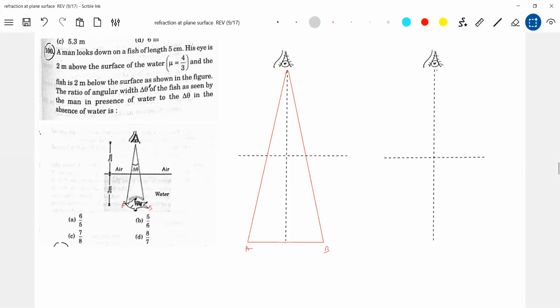See it. So these are the rays emitted by it. So there's the initial case without water. Let me show it clearly. AB is the fish. So without water, the rays will go directly and they'll subtend an angle delta theta.